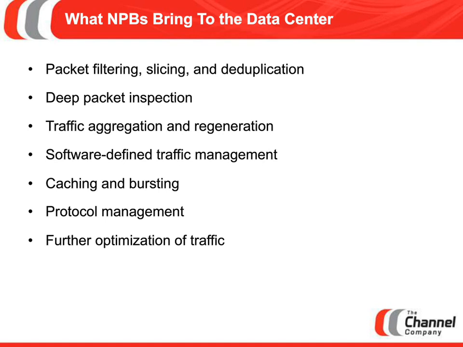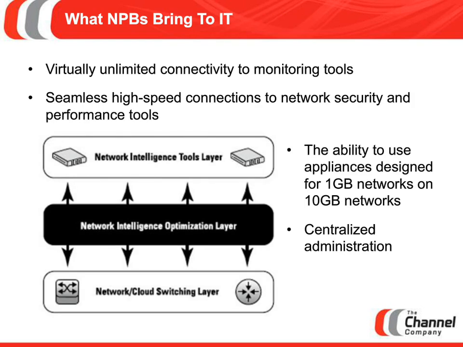I'm grabbing an image here, again from Network Packet Brokers for Dummies, and I believe this is in your related resources in your console. But really, if we look at that black layer, the Network Intelligence Optimization layer, this is a new layer that is being inserted into data centers that really allows not just optimization of the network, but optimization of how we look at our network, monitor it, and deal with it.